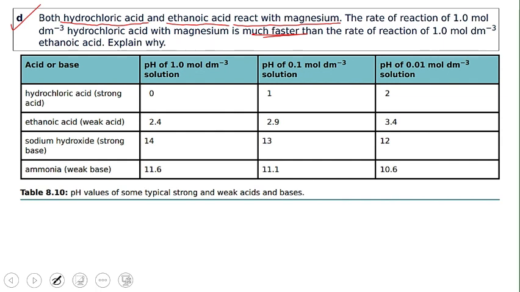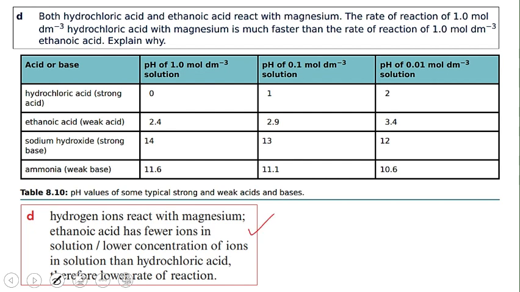We have to explain why. Again, when hydrochloric acid and ethanoic acid are reacting with the metal magnesium, they are reacting with the help of ions present in the acid. So when we have a strong acid, it will react more with magnesium, and when we have a weak acid, it will react less. Although the concentration is the same, the strong acid will have more ions, so it will react faster. A weak acid will have fewer ions, so it will react slower as compared to a strong acid. So for the same reason we can write that hydrogen ions react with magnesium, and ethanoic acid has few hydrogen ions. It means it will have a slow reaction as compared to hydrochloric acid.